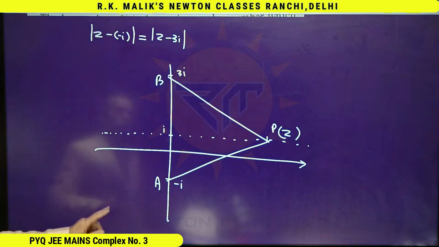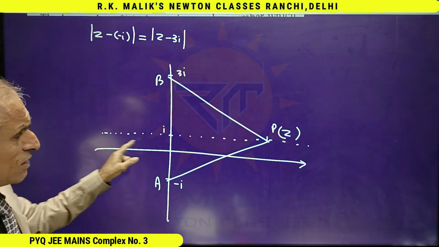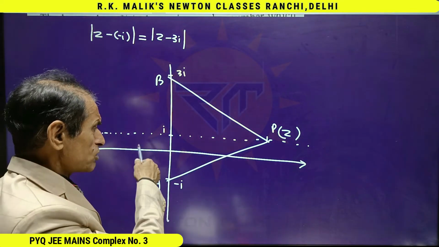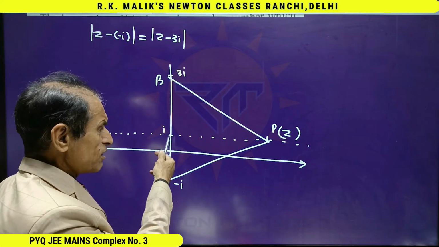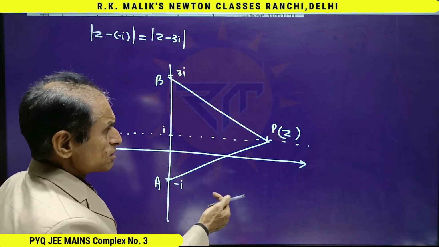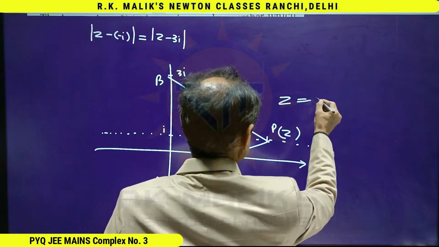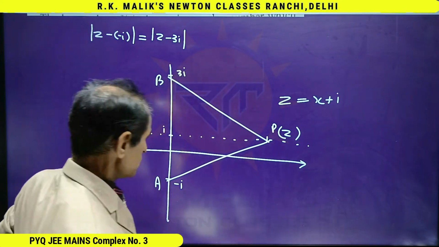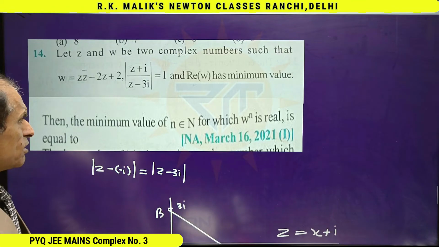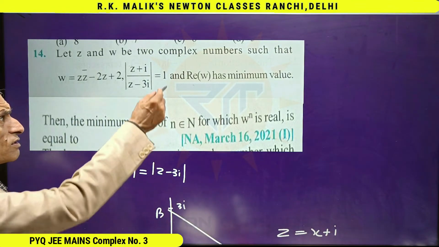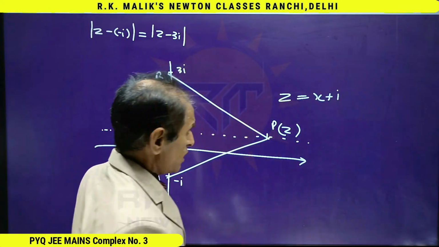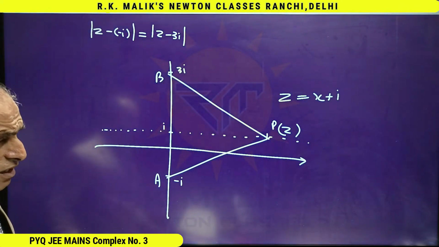That is, to satisfy this condition, Z should move anywhere on this line. If Z moves anywhere on this line, it surely means that the imaginary part of Z will always be 1. That is, the value of Z will always be in the form of x plus i, where x is this length. That is, we conclude that this condition will be satisfied when Z is in the form of x plus i, where x is any real number.